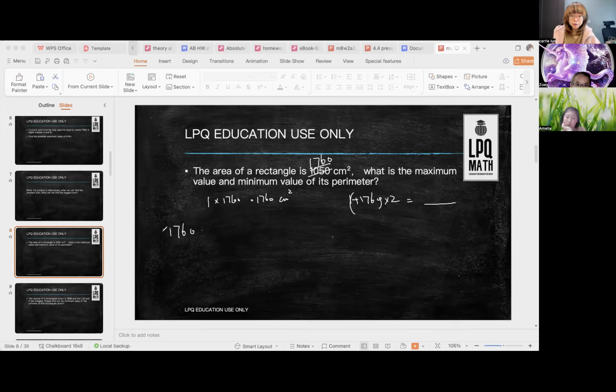When we find the smallest one, right? So we can divide it by 2. So 1760 divided by 2 is 880, divided by 2 is 440, divided by 2, 220, divided by 2, 110, divided by 2, 55, and divided by 5, 11. So it's 2 to the power 5 times 5 to the power 1 times 11 to the power 1. Correct? Okay, so how do we find the smallest perimeter?